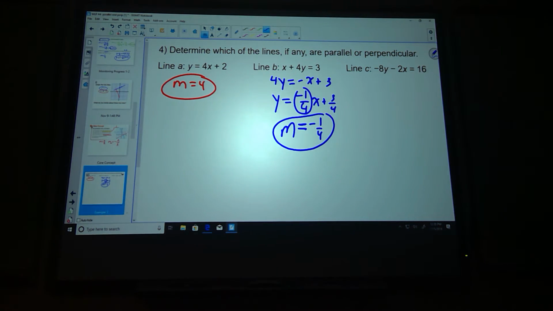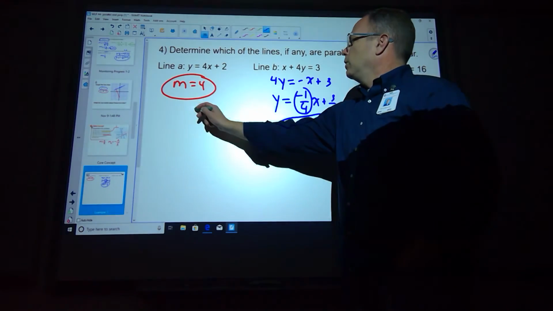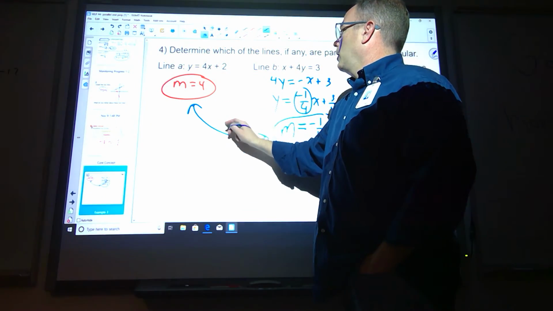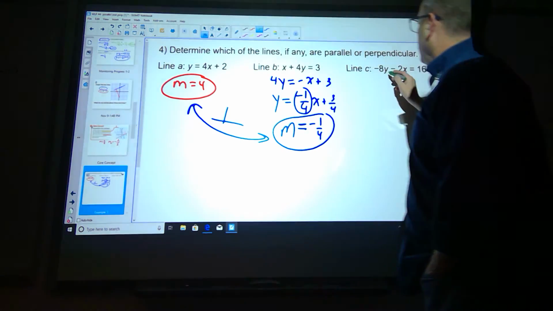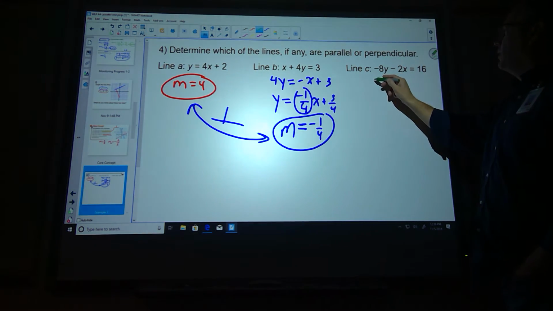You just told me they're negative reciprocals. 4 and negative 1 over 4, those are negative reciprocals. Negative reciprocals are always perpendicular. So these two lines are indeed perpendicular to each other, so I'll use that upside down T. And then for this one, I need to get y by itself.